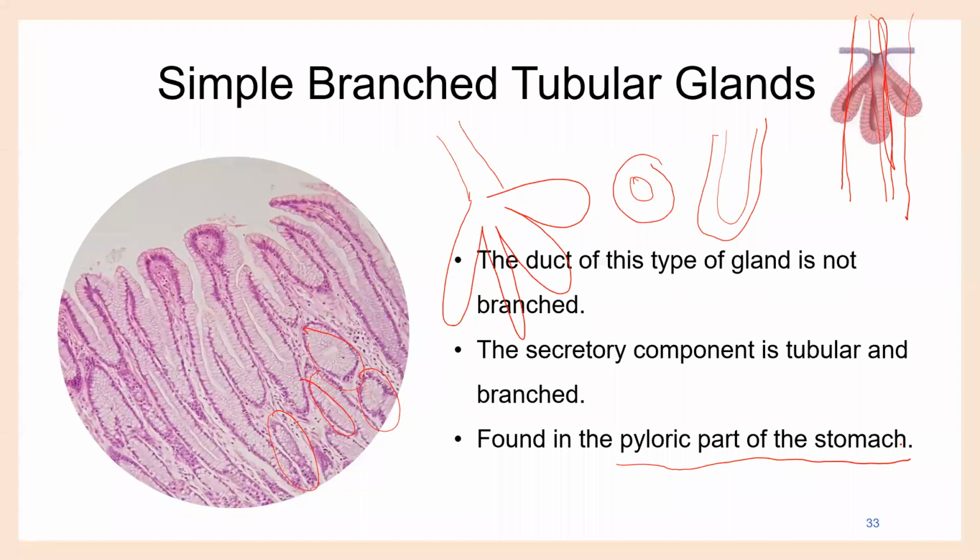Because of that, lots of mucus is secreted in the pyloric region. So these simple tubular glands become simple branched tubular glands when you come to the pylorus, so that more and more mucus can be secreted, right? So this is directly related to the function. Okay.